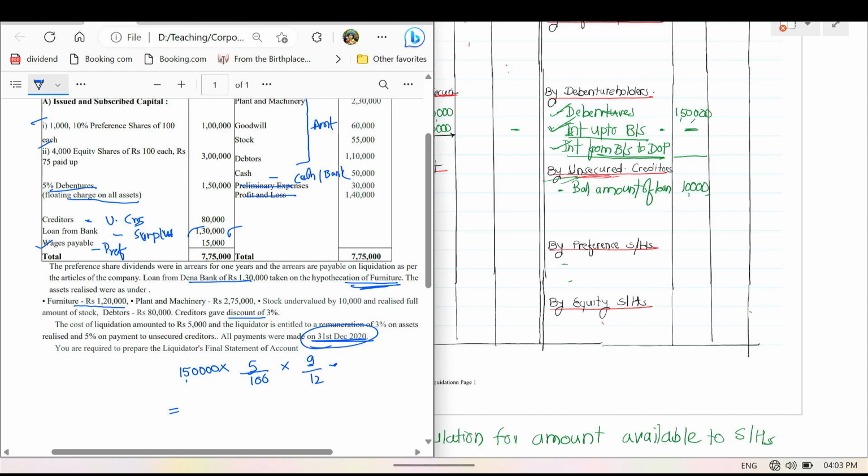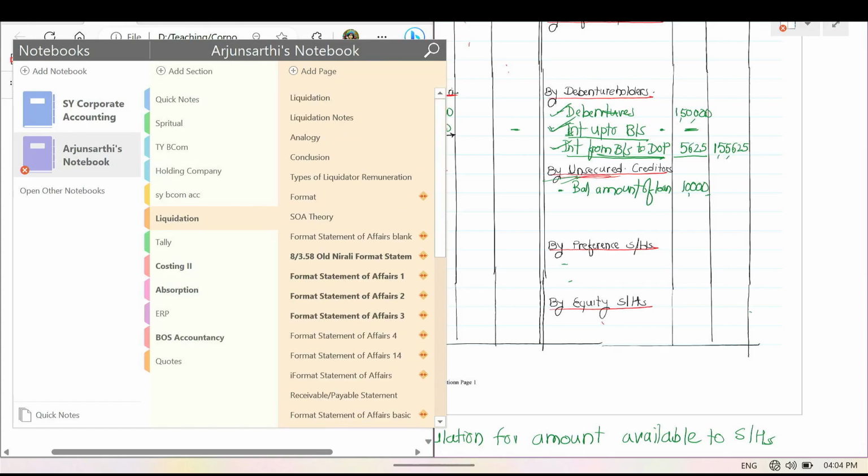1,50,000 into 5% into 9 divided by 12. You will get here 5625. Okay, then write 5625, and then in the outer column you will find 1,55,625. Understood, now interest on the debentures. Okay, now next.